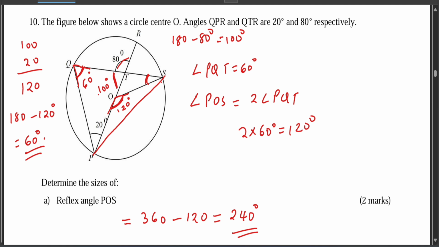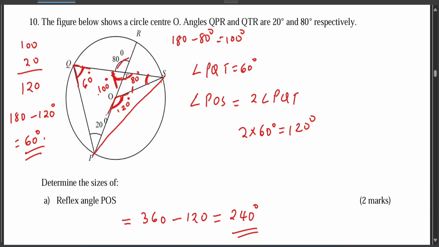Okay, now you know this is a radius, this is also a radius, but even without those, it's not a must for us to know the radii. We can just find the angle at OSQ very easily. So you know this is 100. So 180 minus 100 gives you 80, because angles in a straight line add up to 180.